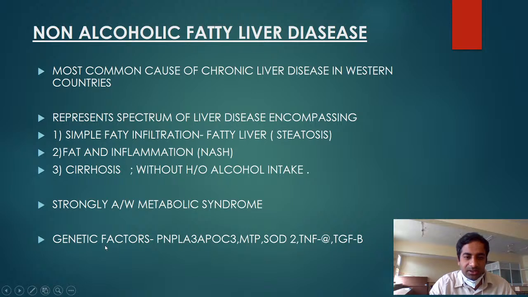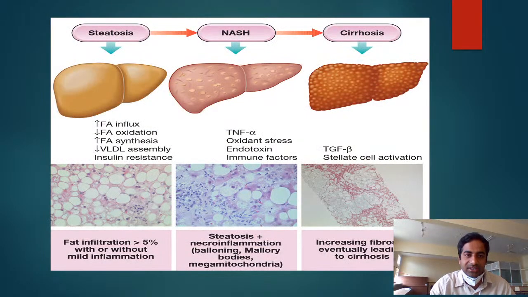Genetic factors: you have these genes, positive PNPLA3 and ApoC3, MTP, SOD2, TNF alpha, TGF beta. All these are strongly positive for non-alcoholic liver disease. So this is how a steatosis looks. Steatosis mainly involves increased fatty acid influx, decreased fatty acid oxidation, increased fatty acid synthesis, decreased VLDL assembly, and also insulin resistance, which leads to an increase in fat infiltration, mainly greater than 5%. Usually there is no inflammation in steatosis, just fat accumulation.